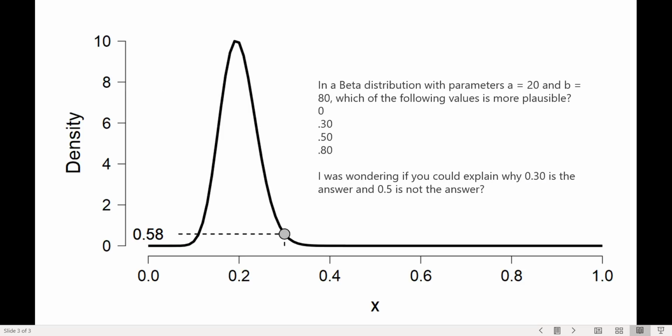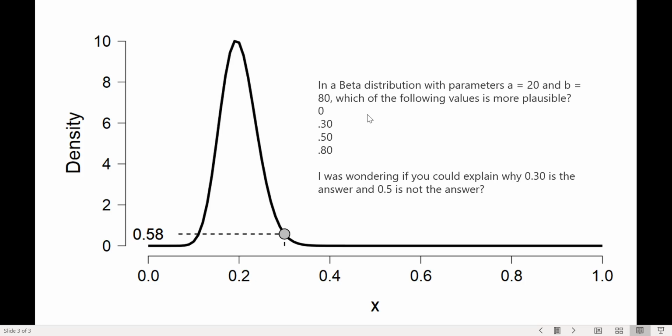The second question is about the beta distribution. This is a question that was in the quiz: in a beta distribution with parameters alpha equals 20 and beta equals 80, which of the following values is more plausible? 0, 0.30, 0.50, or 0.80? The question that was posted in the forum was, I was wondering if you could explain why 0.3 is the answer and 0.5 is not the answer.